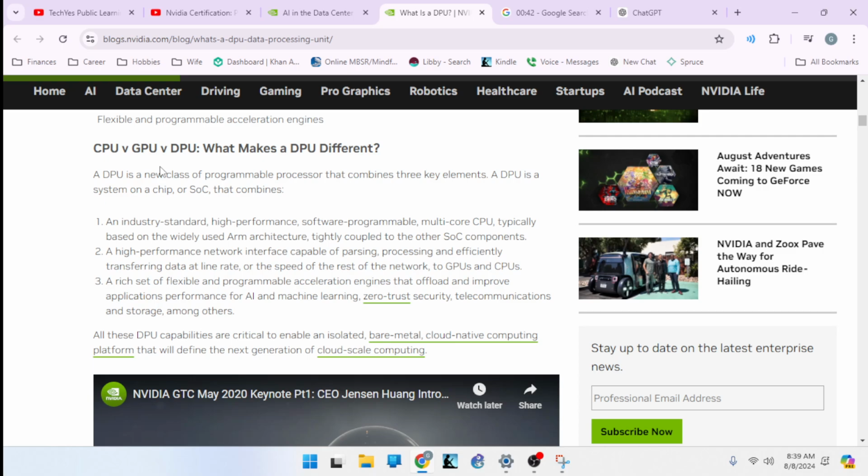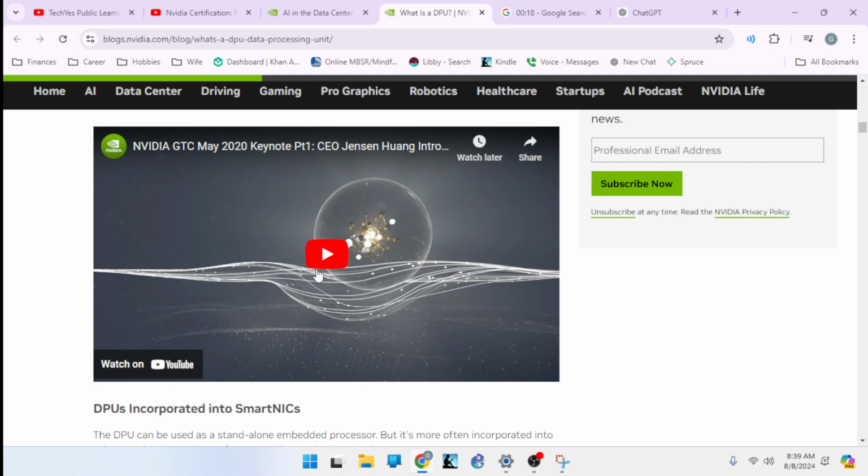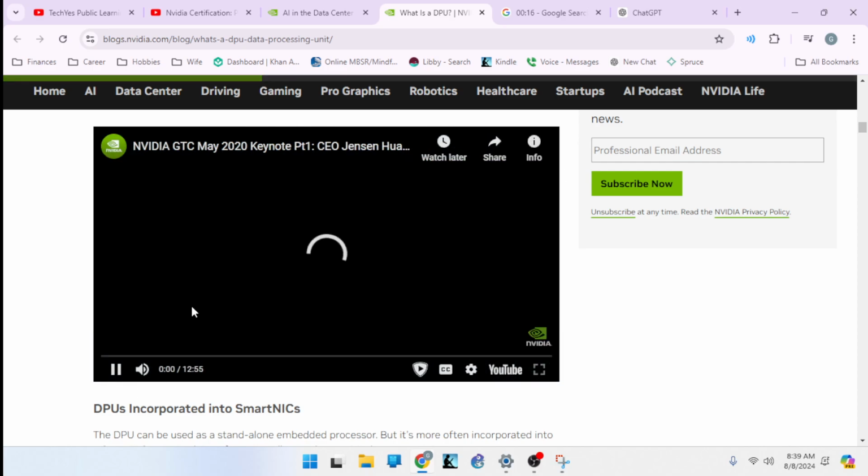Number three, a rich set of flexible and programmable acceleration engines that offload and improve application performance for AI and machine learning, zero trust security, telecommunications, and storage, among others. All these DPU capabilities are critical to enable an isolated, bare metal, cloud-native computing platform that will define the next generation of cloud-scale computing.